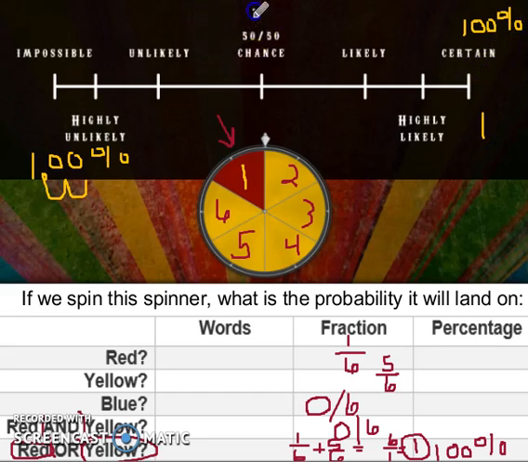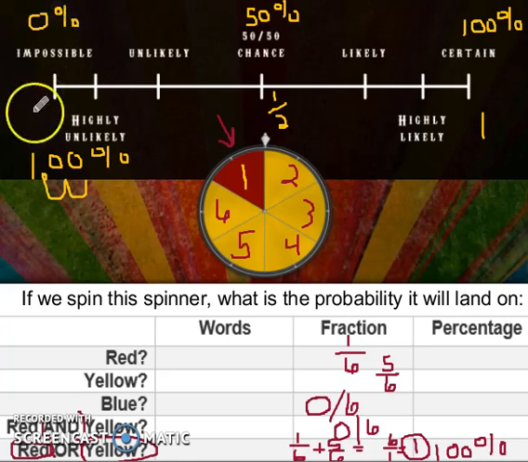50-50 chance would be 50% chance. And that's a 1 out of 2 chance. Impossible, 0. 0%. 0 would be my fraction, which isn't a fraction. All right, how about all these in-betweens?